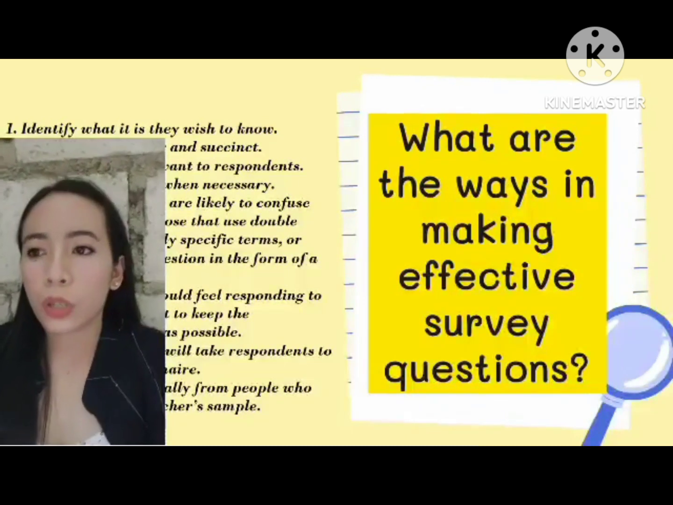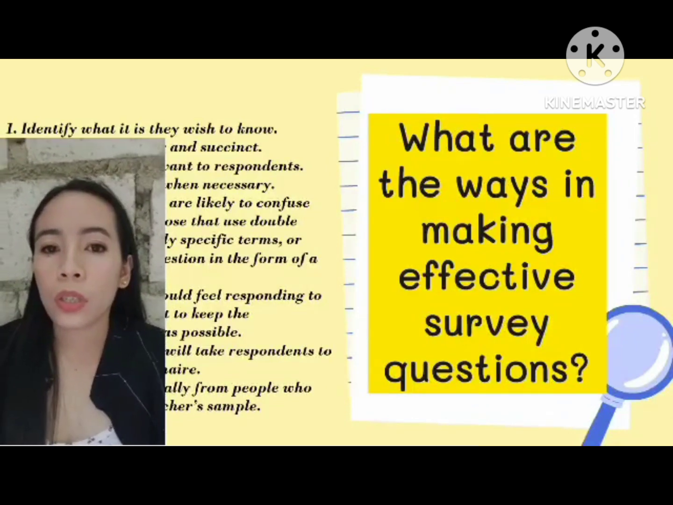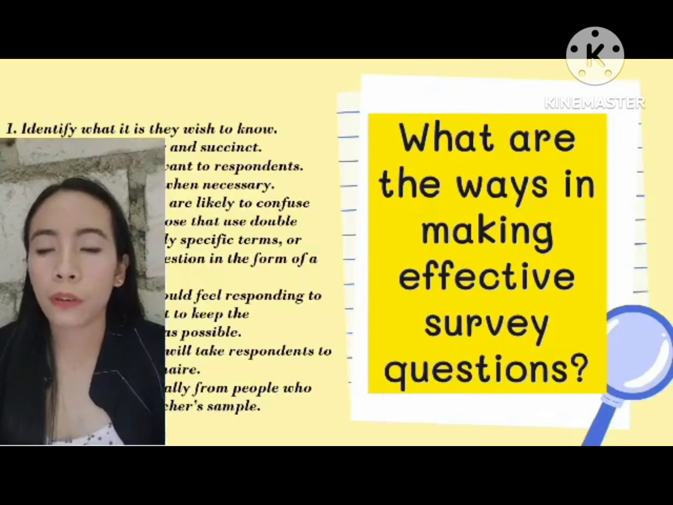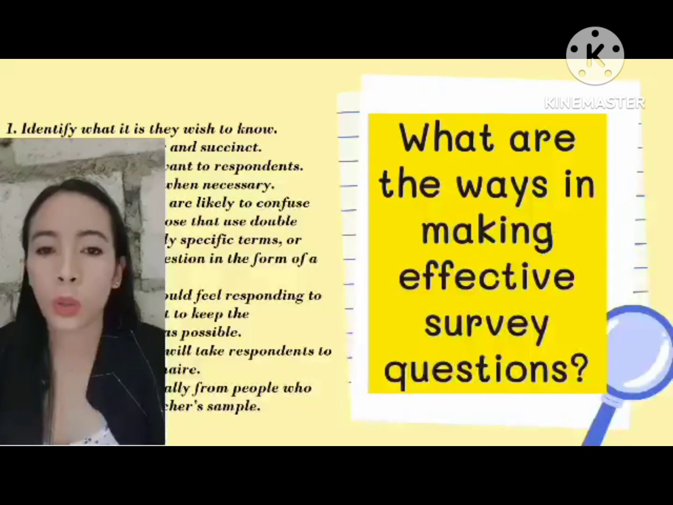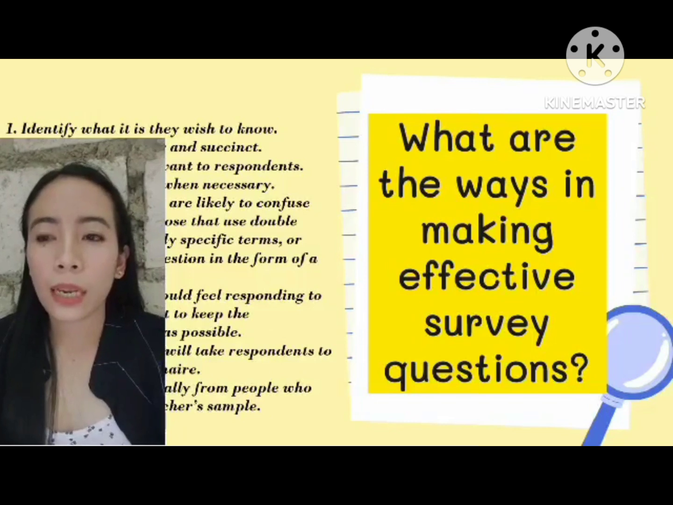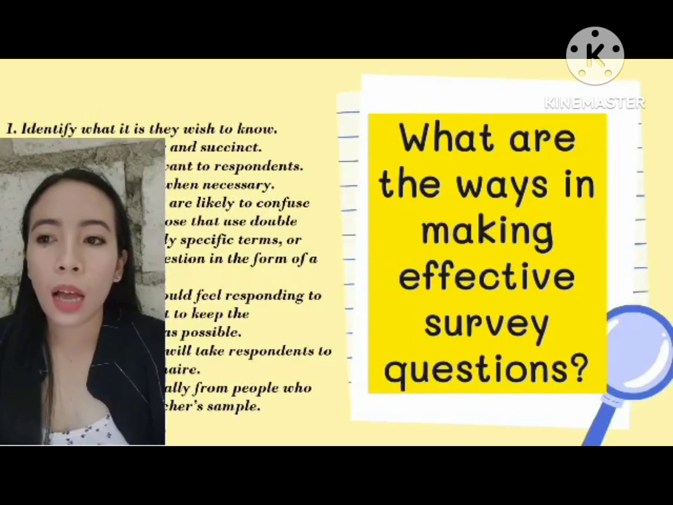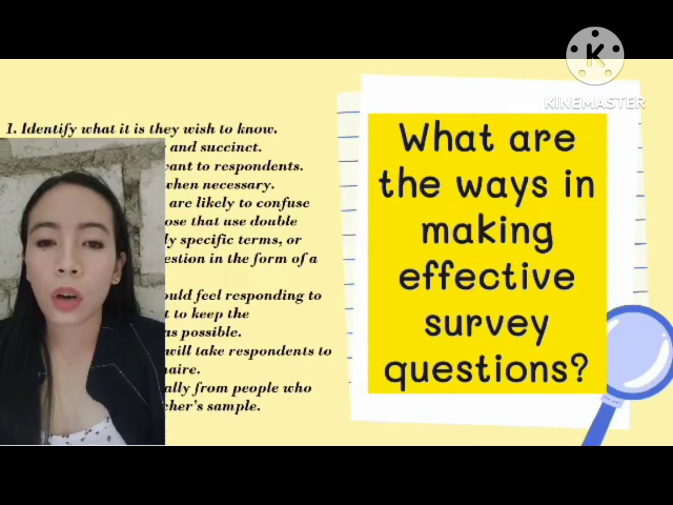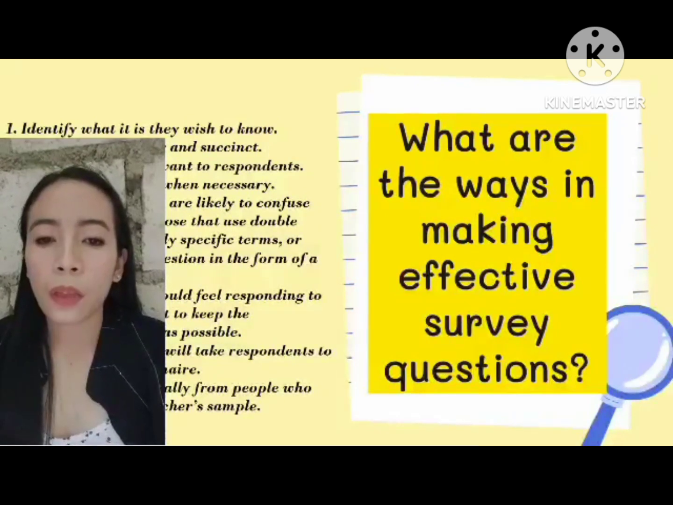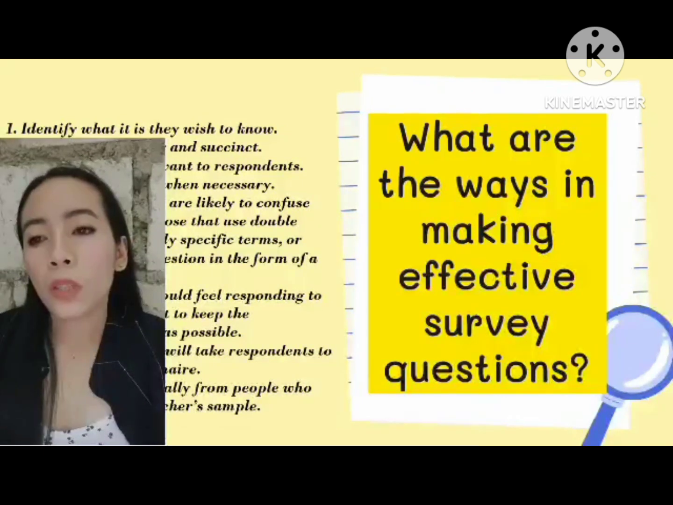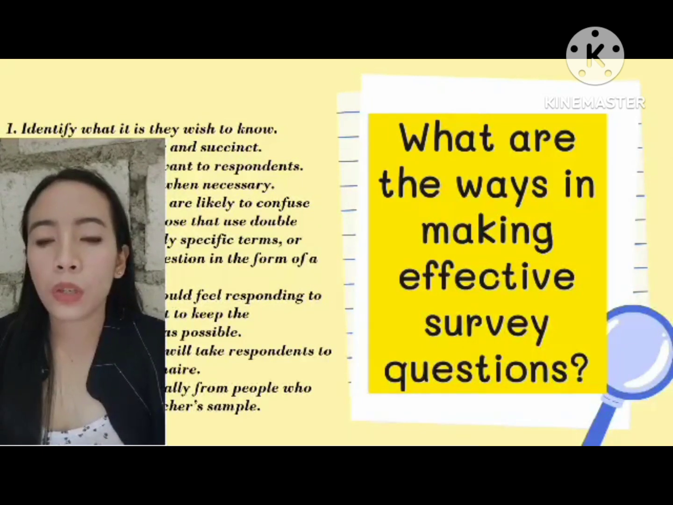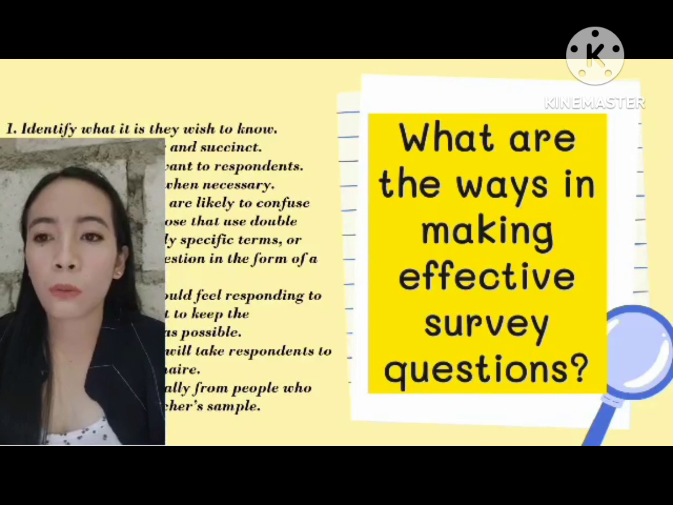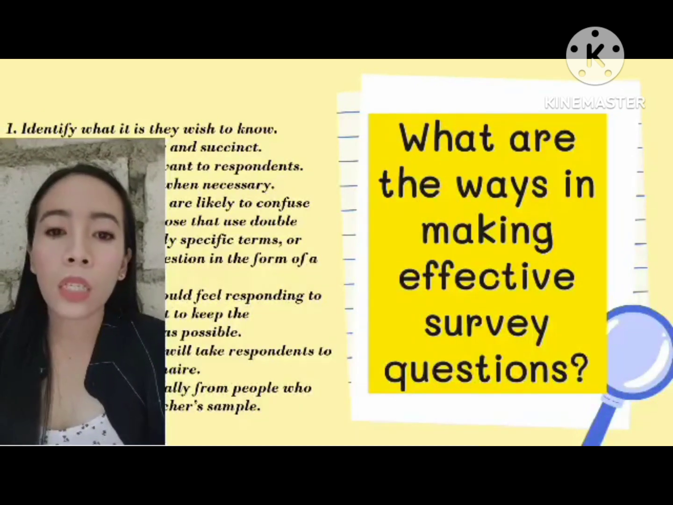For the continuation, to pose effective survey questions, researchers should do the following. First, identify what it is they wish to know. Second, keep questions clear and succinct, or in other words, keep questions precise or brief. Third, make questions relevant to the respondents. Fourth, use filter questions when necessary. Fifth, avoid questions that are likely to confuse the respondents, such as those that use double negatives, use culturally specific terms, or pose more than one question in the form of a single question.